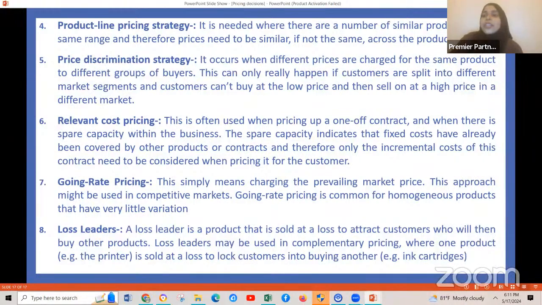Price discrimination is when, for the same product, you charge different customers different prices. Like airlines, they have divided their seats into three classes and they charge you according to the facilities provided. Relevant cost pricing is when you take only the relevant cost of a contract and you price based on that. Going rate pricing is when you just sell your products at the market price.